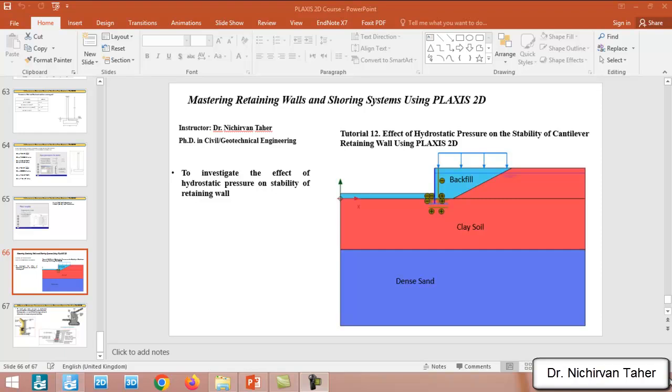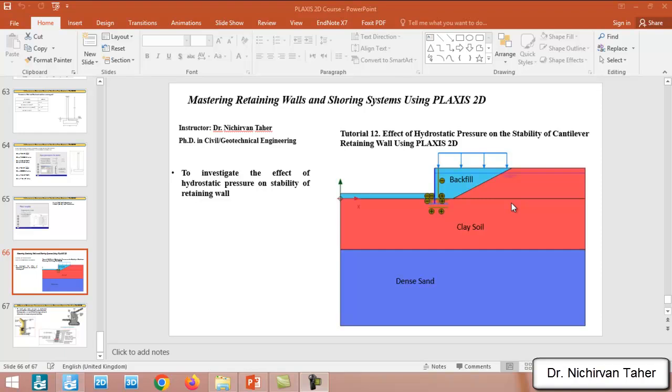In this tutorial, we are going to investigate the effect of hydrostatic pressure on the stability and deformation of the cantilever retaining wall using PLAXIS 2D. So if you remember in the previous example, the water table was located at zero level, at the ground level.